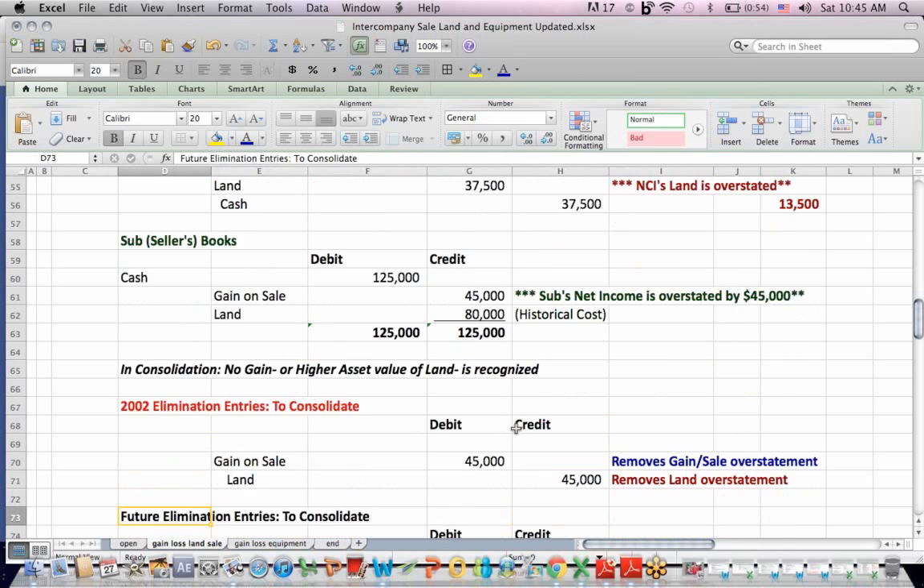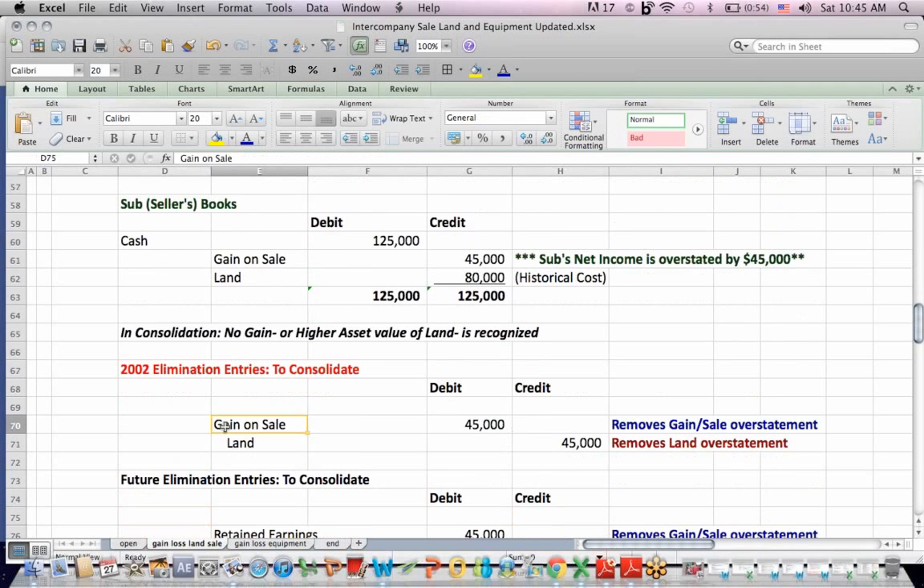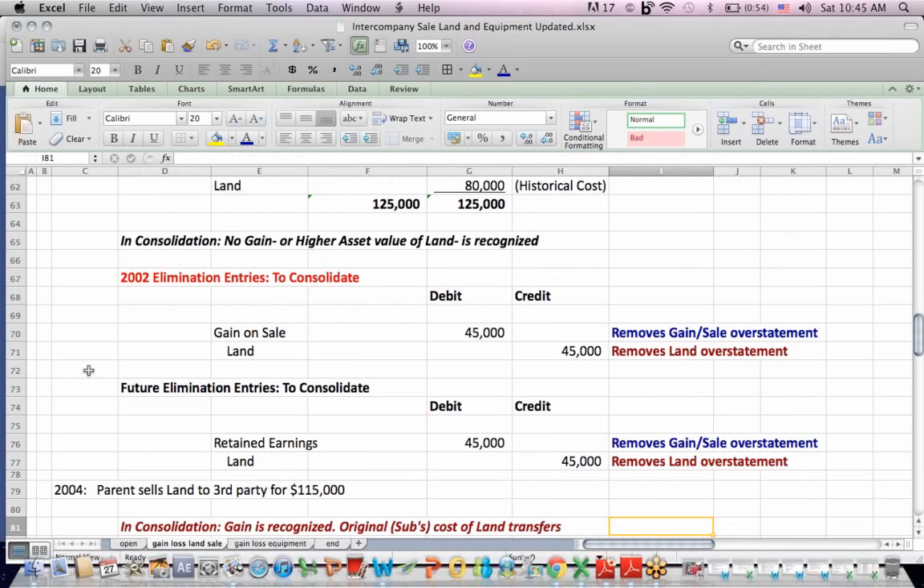So what would our entry be in the year of the transaction? We're going to debit to reduce the gain on sale. We're going to credit to reduce the value of the land, which was overstated. In future years, because that transaction stays on the seller's books and on the buyer's books, in future years, we would debit retained earnings to eliminate the gain on sale. We would credit land to reduce the overstated value of the land on the buyer's books.